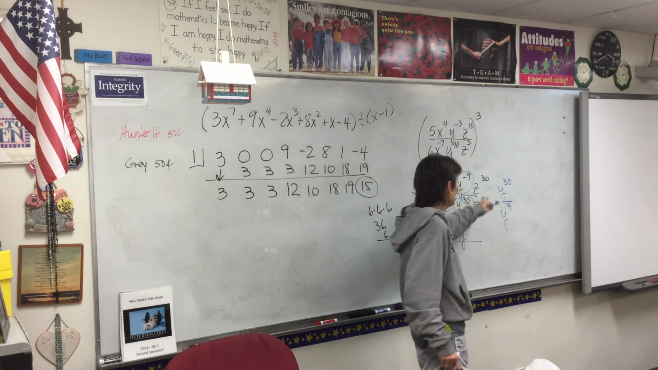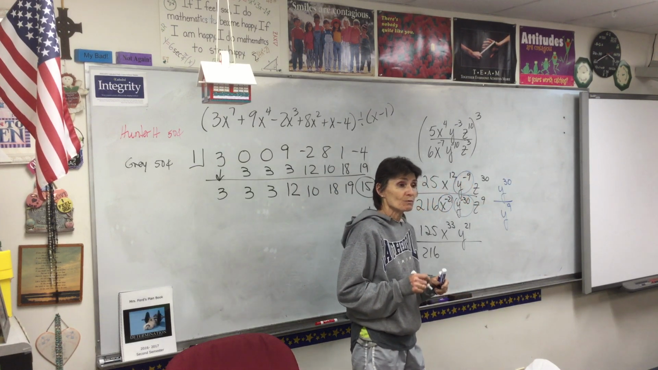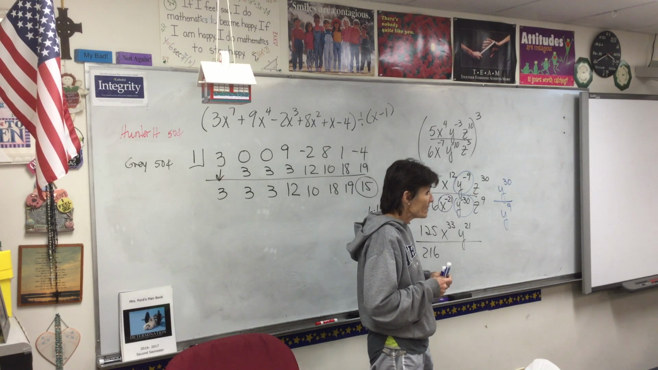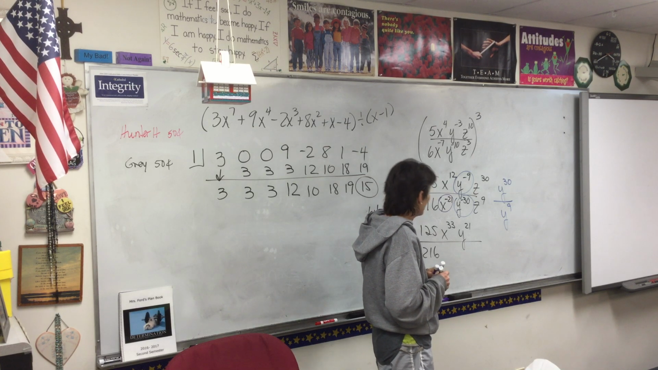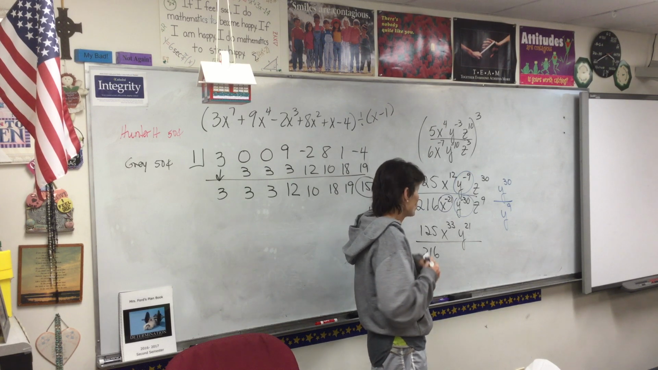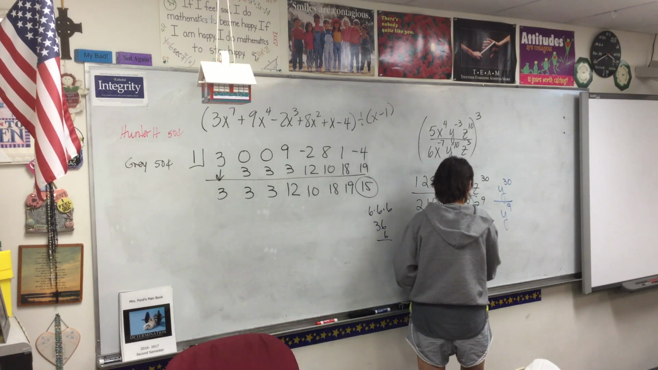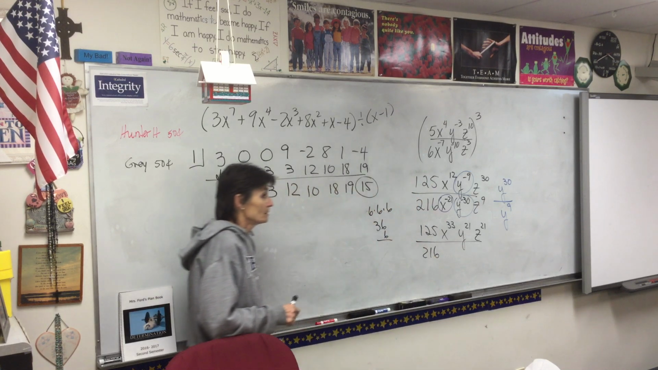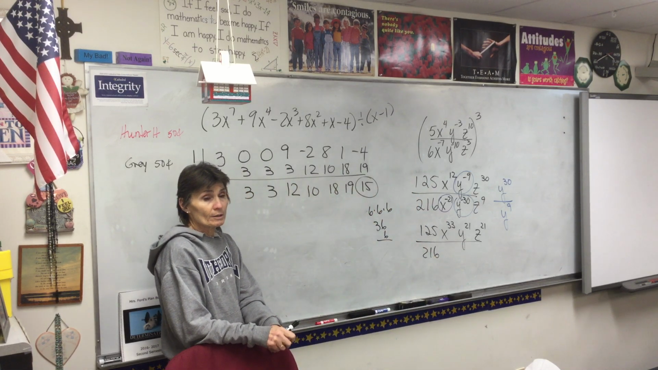Alright, now what about the Z's? Nothing moves. Nothing moves. But there's 30 of them on the top and 9 on the bottom, so that's going to end up being Z to the 21st. And that is your answer.